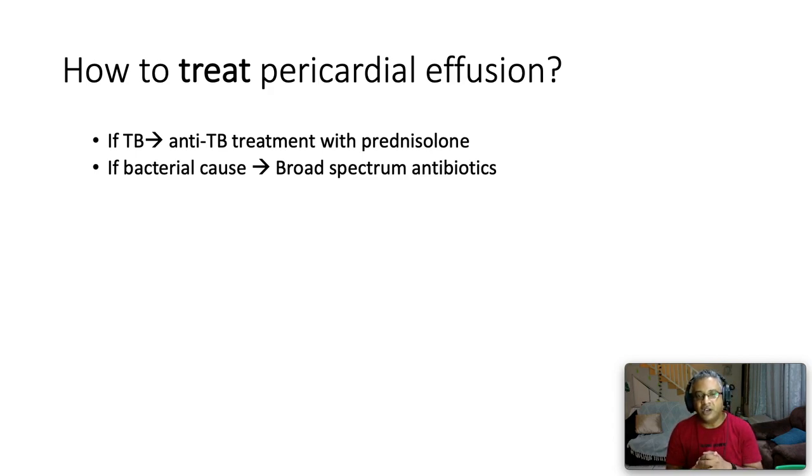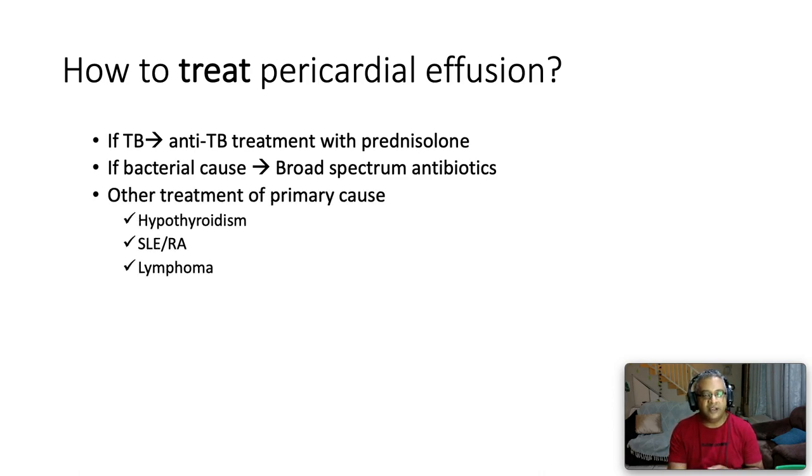So the outcome of the trial showed that this actually was beneficial in the group that did not have HIV, right? But in the group that did have HIV, adding steroids on top of the TB treatment did not influence outcomes. If anything, it actually increased the likelihood of malignancy, especially Kaposi sarcoma, right? That was the IMPI trial. So if there's a bacterial cause, you want to use broad-spectrum antibiotics, and you also want to address the primary cause, whatever the etiology is.